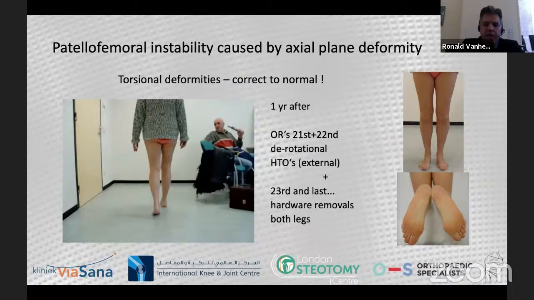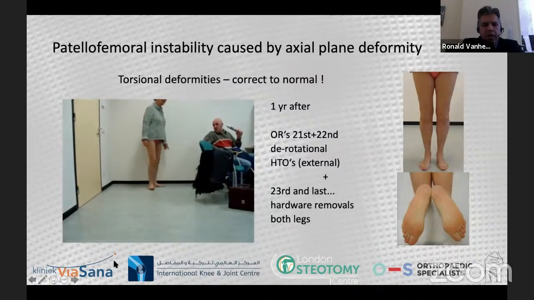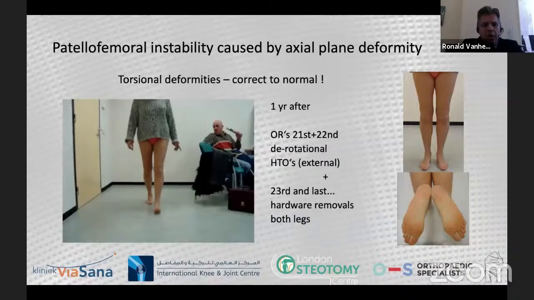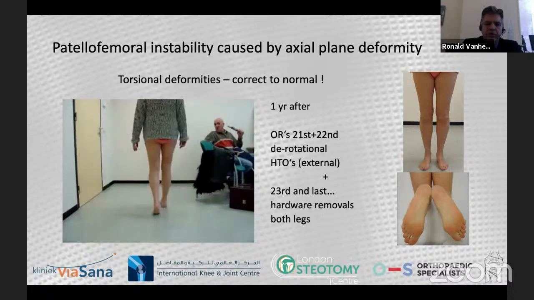And look at the right lower corner. This is a normalized position of the feet again. And this is her walking at 3 months post-op. And of course, she was not perfect. Of course, she was not totally free of complaints, but walking was much better and pain was reduced, and she had no patellofemoral instability anymore afterwards. So be careful with your rotational corrections.